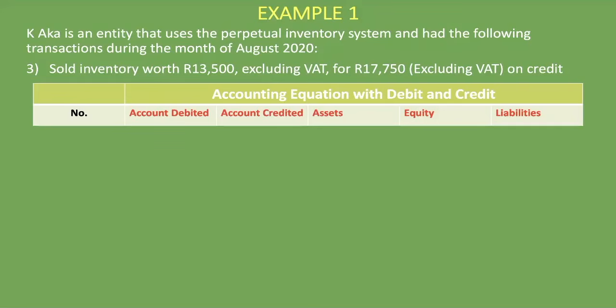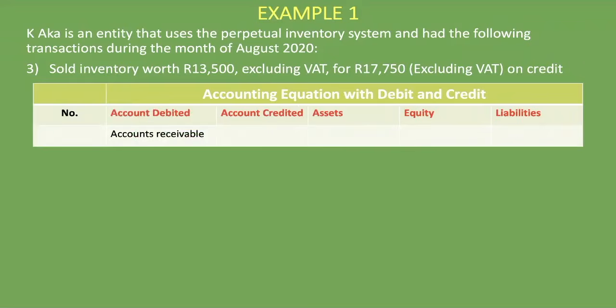Remember, whenever someone owes you, you record it as an asset. So we have accounts receivable as the account that is debited. The second account that we see here is whenever you sell goods to your customers, you have what is called sales. And sales is an income, and income is an equity account. And where does equity increase? Equity increases on the credit side. So we put it on the credit side as sales.